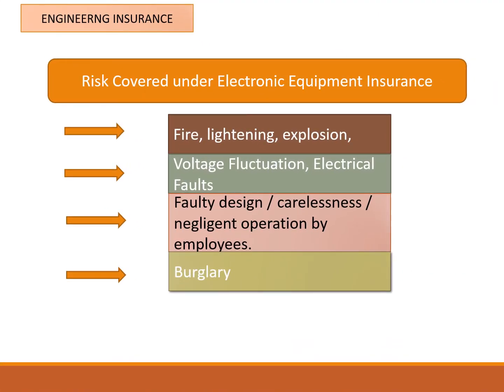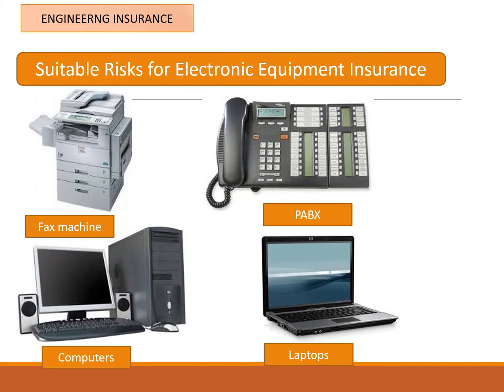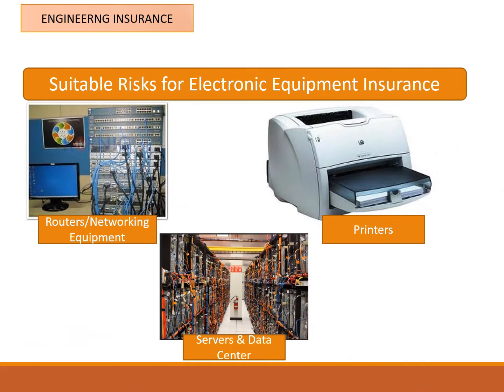The main perils which are covered under the electronic equipment insurance are fire, lightning, explosion, voltage fluctuation, electrical faults, faulty design, carelessness, negligence, operation, and burglary. Risks for electronic equipment are fax machines, PC-based machines, computers, laptops, equipment, printers, servers, data centers.